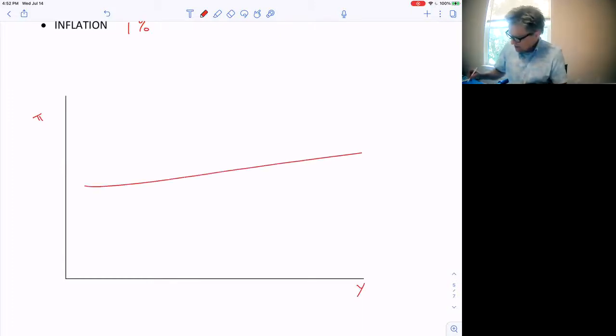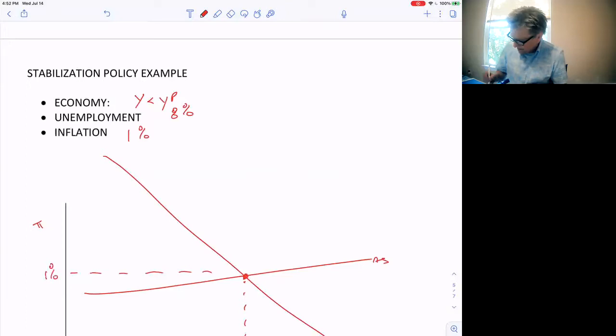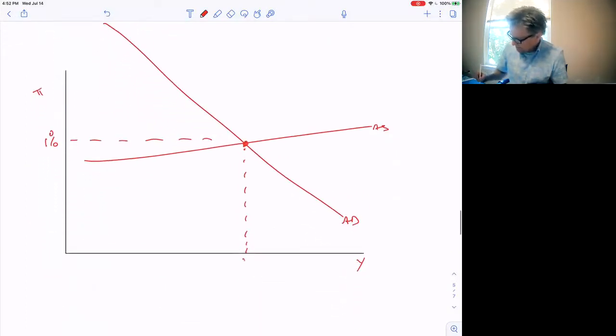We've got an aggregate supply curve that is upward sloping, aggregate demand curve is downward sloping. This intersection here is going to be at 1%. And the equilibrium is going to be less than potential. So potential might be something like right here, to the right of it. So if we're in this kind of situation, what could be done?